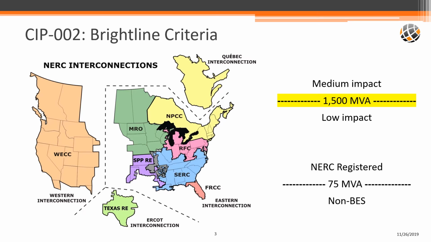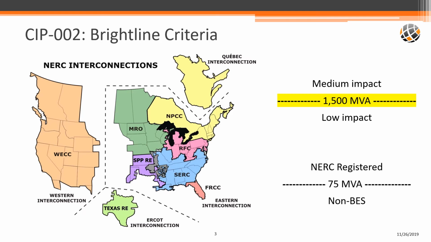Sub 75 MVA, unless roped in for other reasons, typically do not need to register with NERC, and therefore none of the CIP or any of the other NERC reliability standards apply. However, still think about what types of equivalent controls you want to put in place from a general business and operational risk management standpoint.